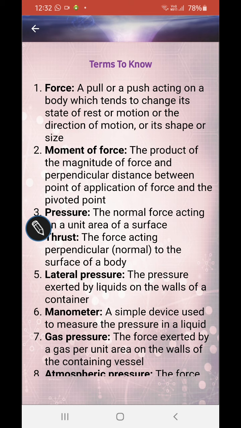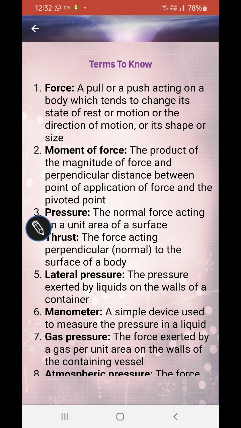So force: a push or pull acting on a body which tends to change its state of rest or motion, or the direction of motion, or its shape or size. So what is force? It's a push or a pull acting on a body which tends to change its state of rest or motion, or the direction of the motion, or the shape or size.